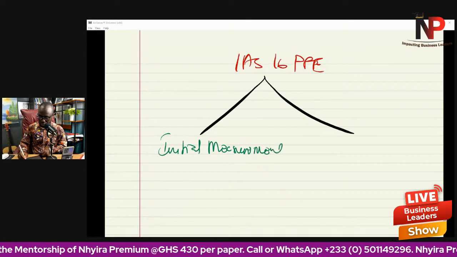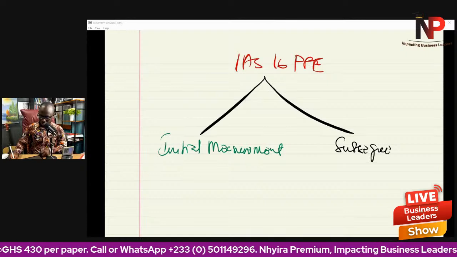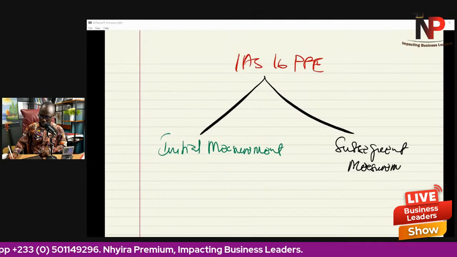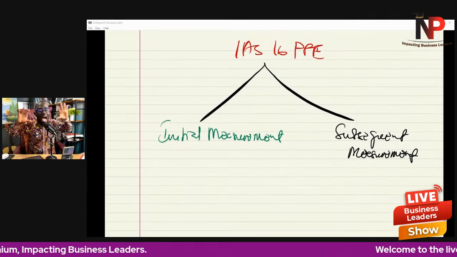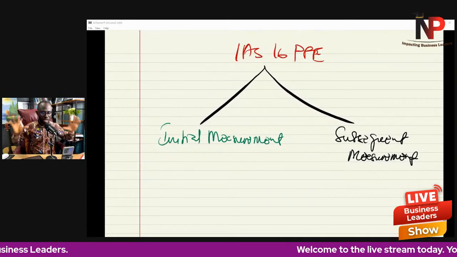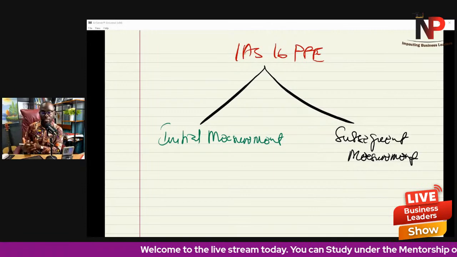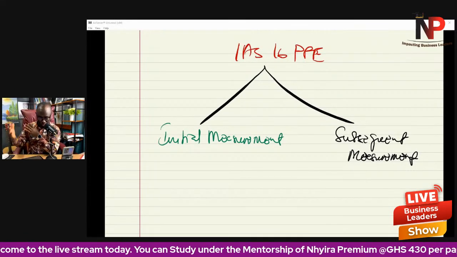The initial measurement and subsequent measurement. Stay with me carefully. When you are doing IAS 16, yes, you are learning IAS 16, but you must understand the initial measurement and the subsequent measurement.